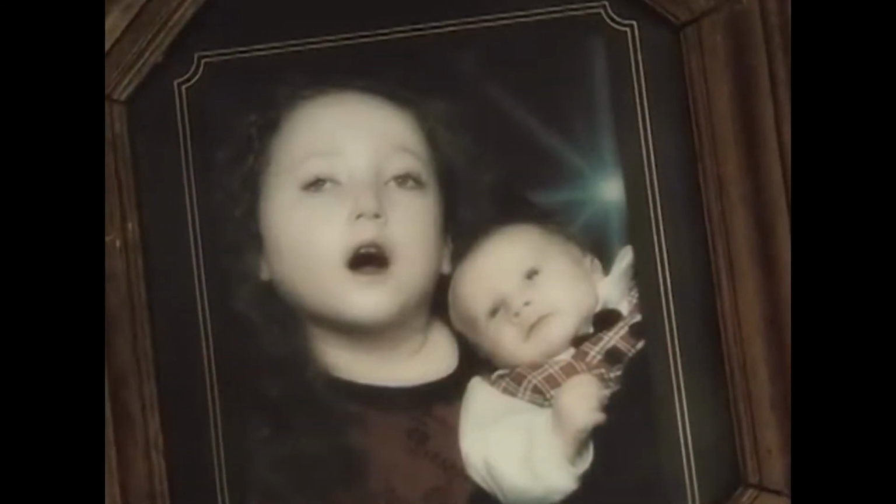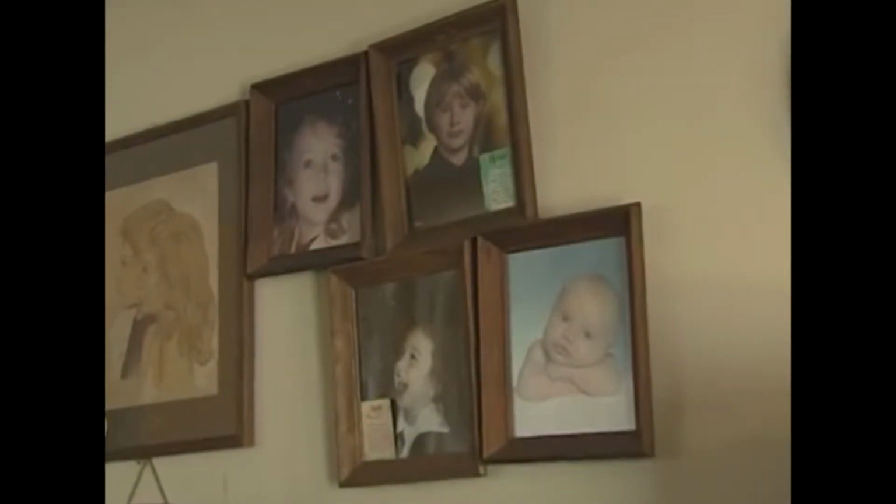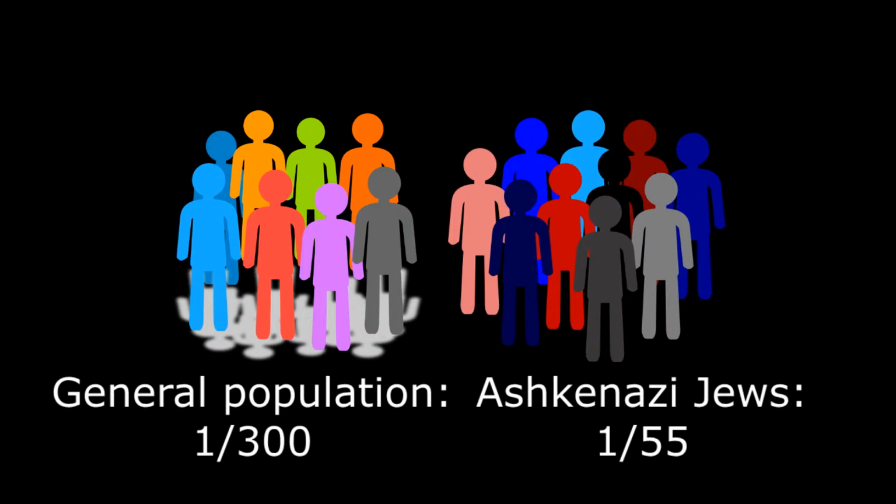This disorder usually becomes apparent between 3 and 6 months of age and unfortunately progresses rapidly. Anyone can be a carrier of Canavan disease but may not have any symptoms. When both parents are carriers, each child has a 25% chance of having the disease. The carrier rate for the general population is 1 out of 300, while Ashkenazi Jews are at a high risk with a carrier rate of 1 out of 55.